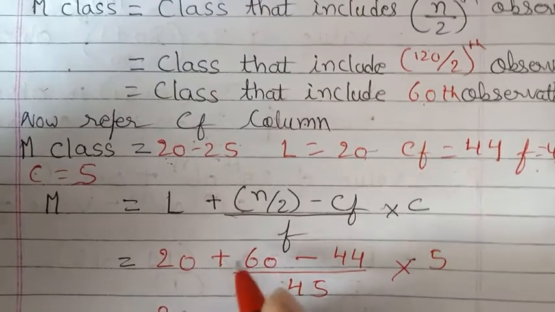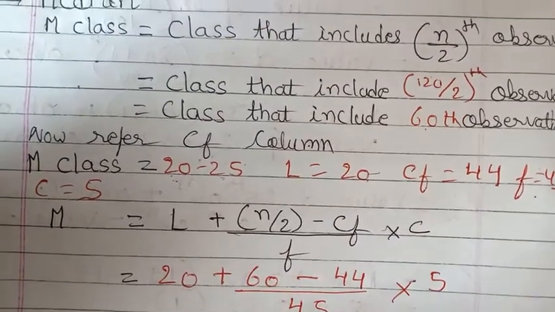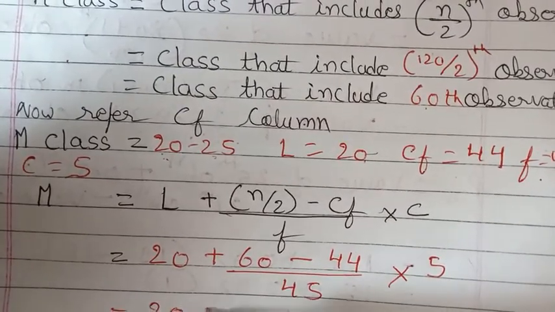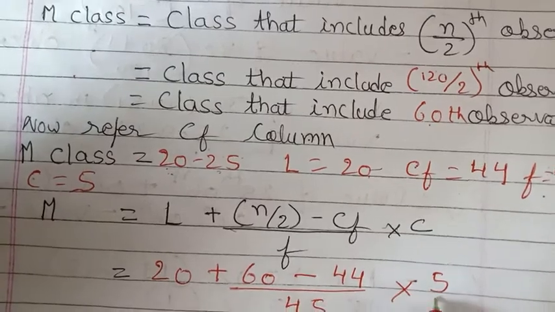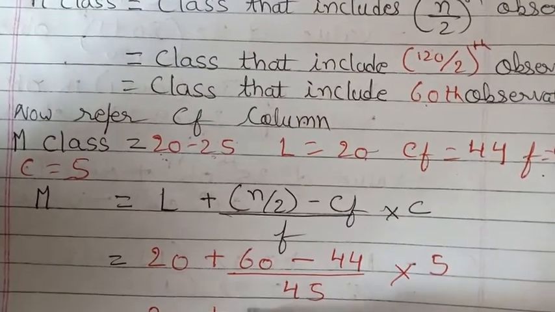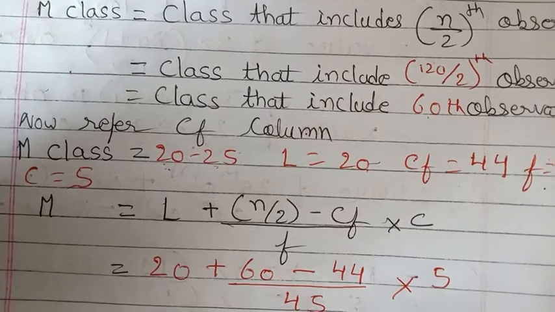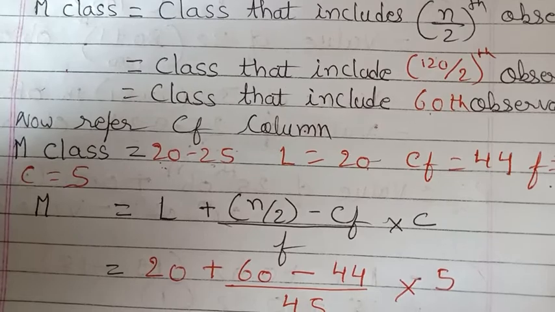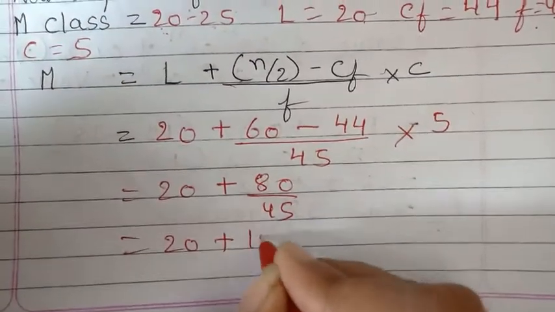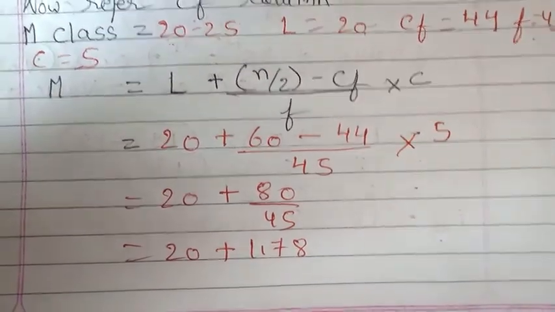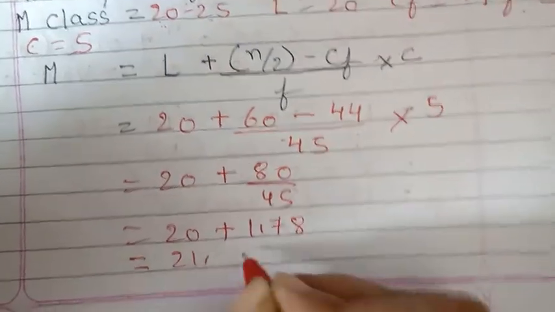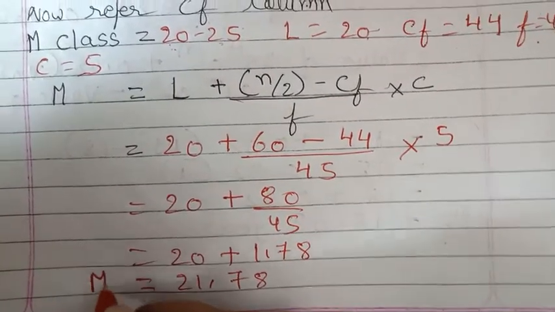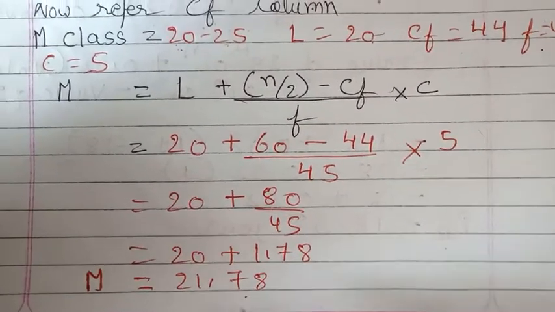So 20 plus, first we solve this portion of the calculation. 60 minus 44 is 16, and 16 into 5 is 80. So 80 divided by 45. So 20 plus 80 divided by 45 is 1.78. So that is equal to 21.78. Our median is 21.78 thousand.